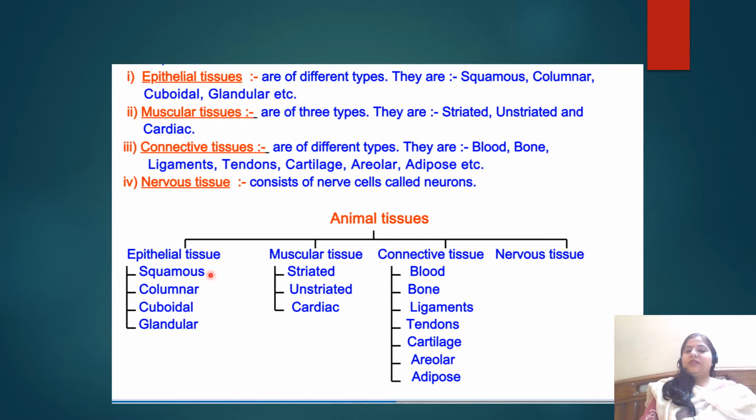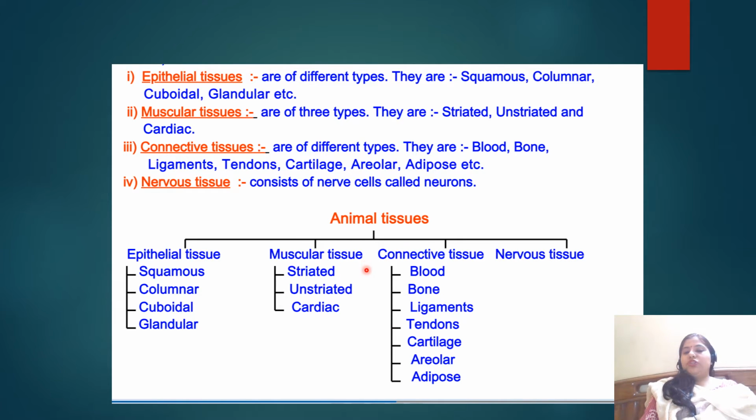Epithelial tissues are classified as squamous epithelial tissue, columnar epithelial tissue, cuboidal epithelial tissue and glandular epithelial tissue. Columnar means column shaped cells will be there. Cuboidal means cube shaped cells will be there. Glandular means these tissues will be present wherever there is a function of secretion, and we all know that glands do the function of secretion in our body. So wherever glands are present, glandular tissues will be there. Right? Squamous epithelial is present as the first line. They are providing the shape to the cell, so they will be present there.